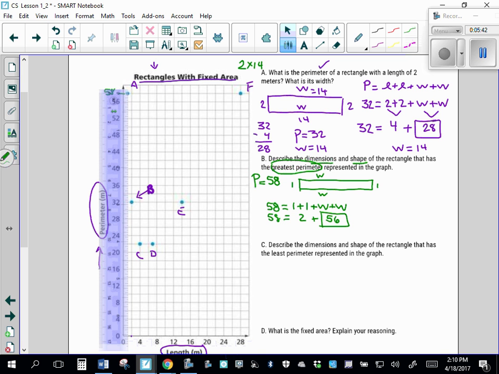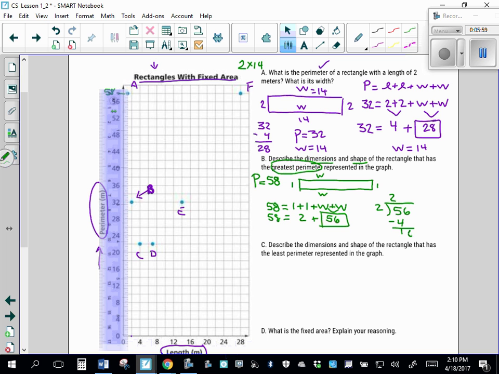$56, right? So that's 2 W's. So if I take 56 and divide it by 2, that's how I'm going to get W, because I know both W's together make 56. Oh, how you got the B?